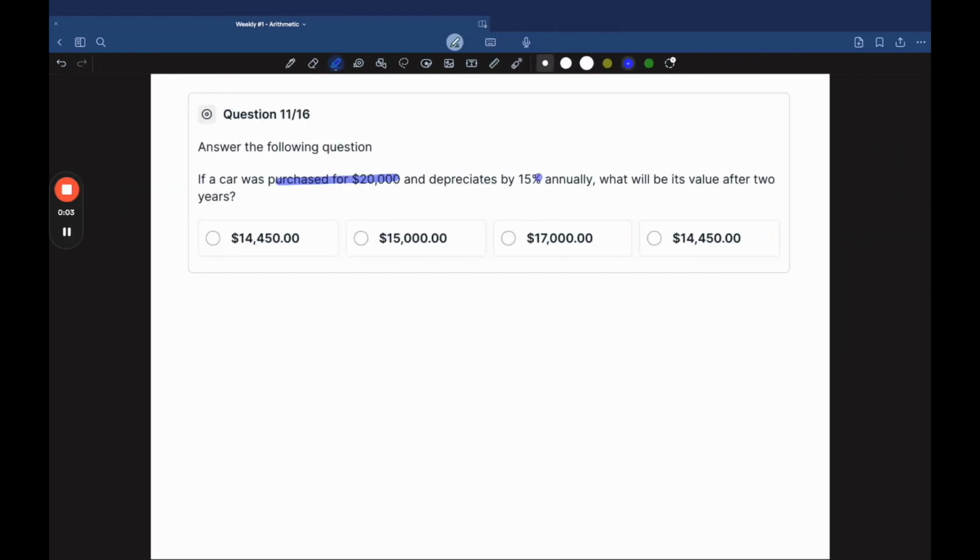Question 11. Step 1. Identify the problem. A car was purchased for $20,000 and depreciates by 15% annually. We need to find its value after 2 years. Step 2.